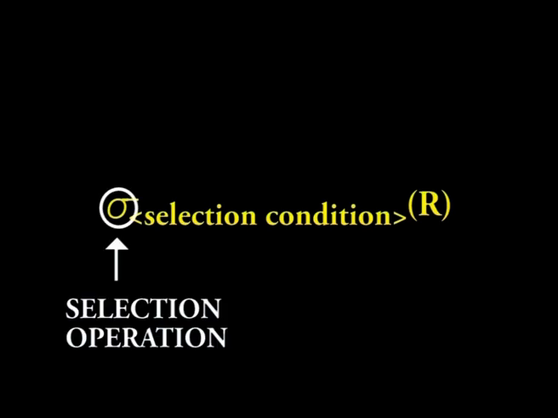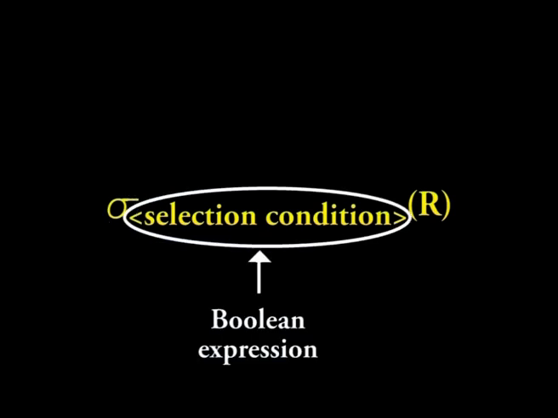Generally, selection operation is denoted by the expression shown on the screen. Here the symbol sigma is used to denote the selection operation, and the selection condition is a Boolean expression specified on the attributes of relation R. The resulting relation from the selection operation has the same attributes as capital R, or we say relation.